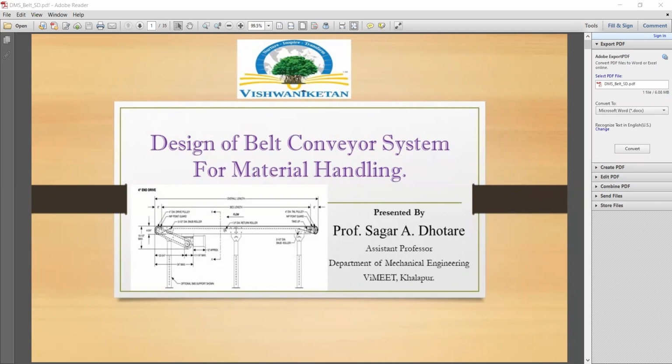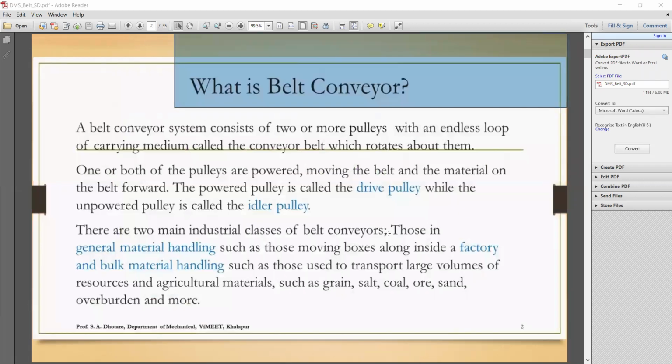Basically, a belt conveyor consists of two or more pulleys with an endless loop of carrying medium called a conveyor belt, which rotates about them. Both of the pulleys can be powered, and it could move in both directions, moving the belt and the material on the belt in a forward direction.